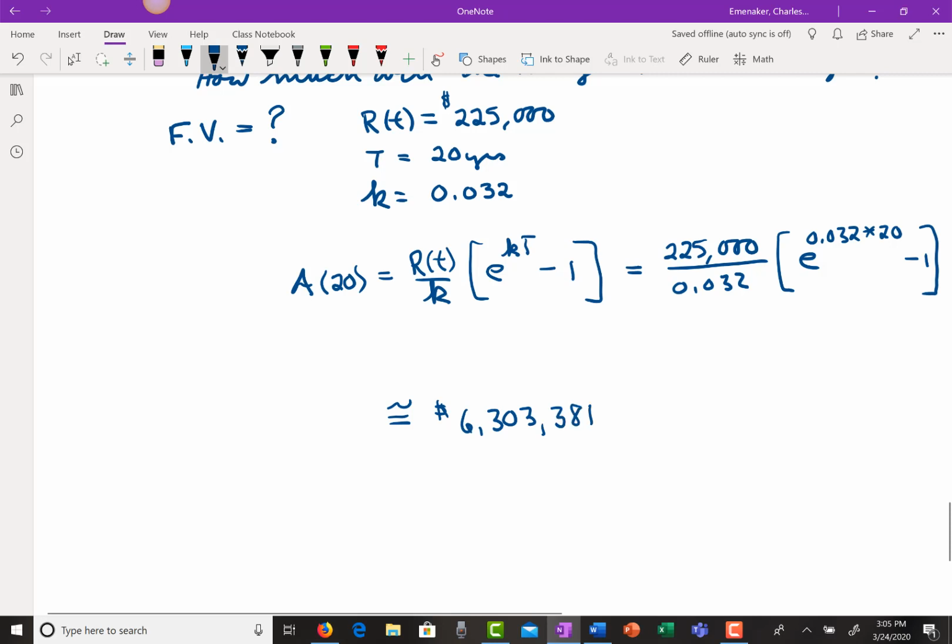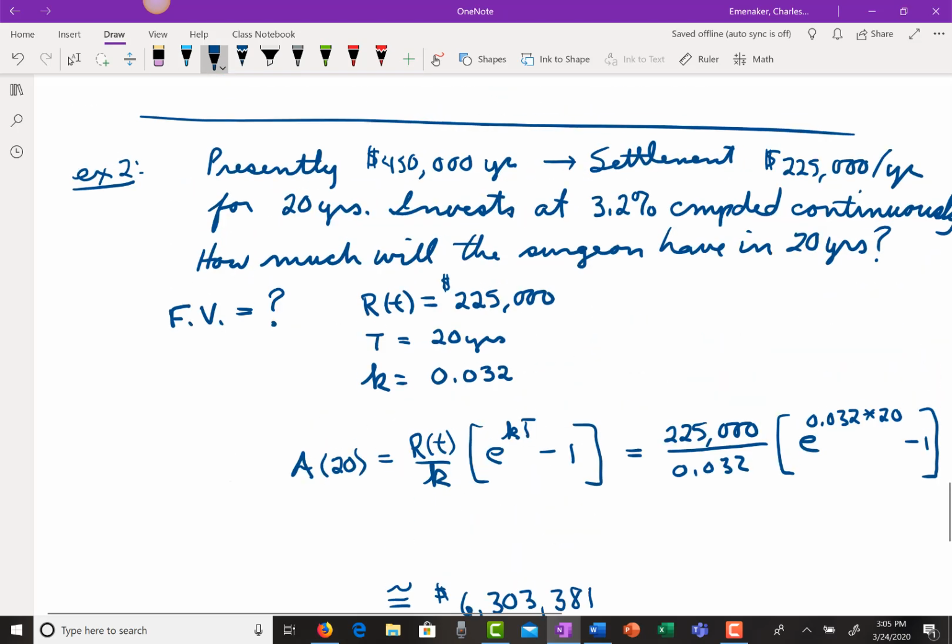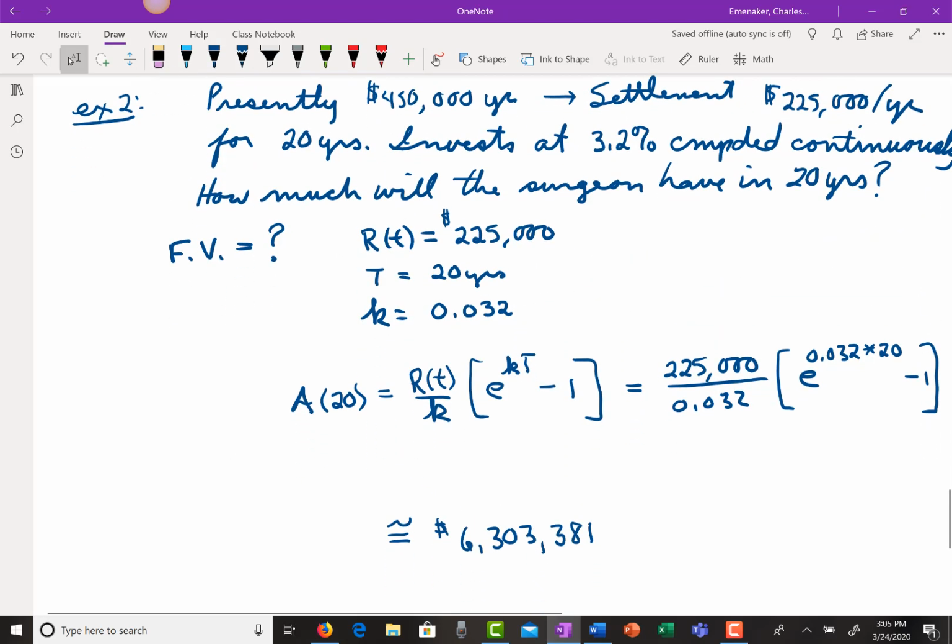$6,303,381. And you say, wow, that's a lot of money. And it is a good chunk of money. But think about the fact that that's only half what they were originally making. So they've actually wound up losing a good chunk of money. Yes, they don't have to go to work every day. But I doubt that they would take the 12 years to train to be a surgeon to just want to sit home on the couch. So there is an example of a situation where you have a constant rate of income.